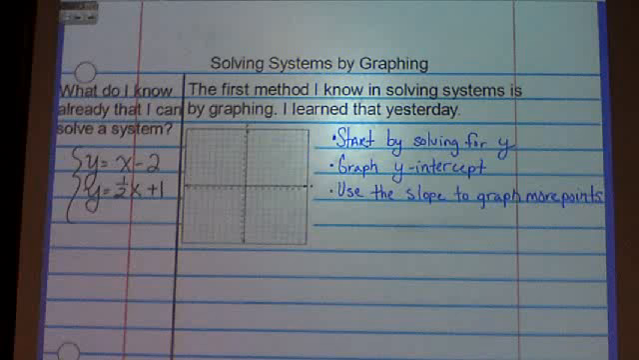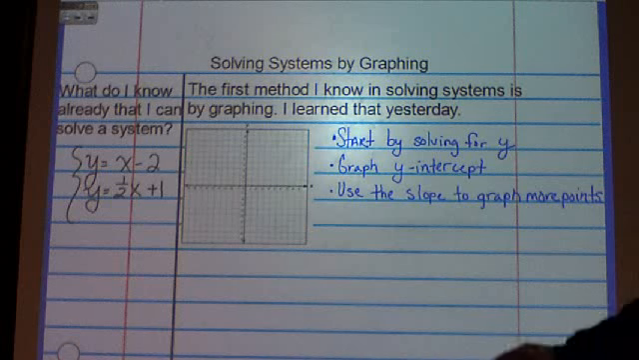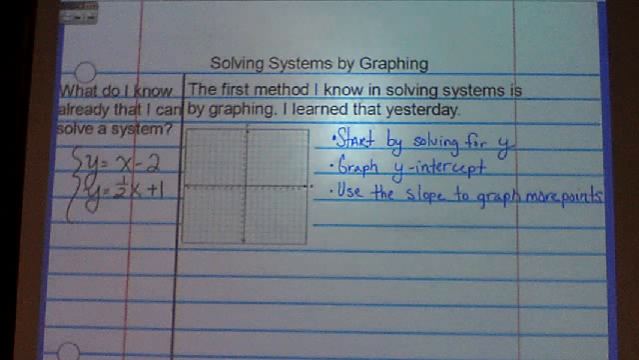Looking at solving systems by graphing. If you want to go ahead and pause the video and get all the information on there, go ahead and pause it now. Copy this part first, and then I'll get back on to graph. Okay, go ahead and pause now.